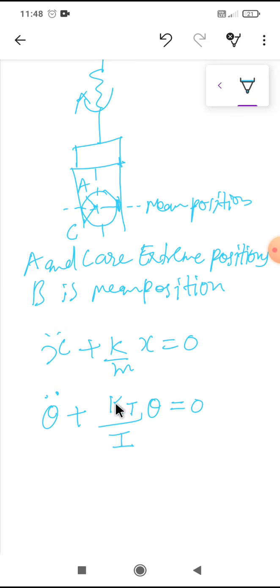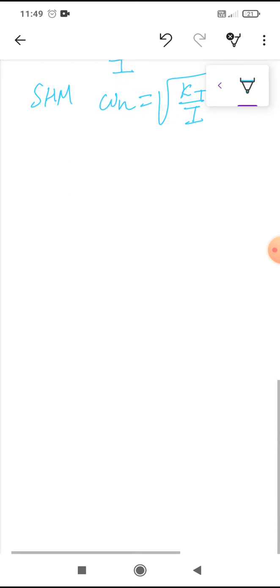Similarly, if we compare this with the SHM equation, we will get the natural frequency omega n is equal to under root kt by I. This is the natural frequency of this rotor system. Now we will discuss the equation for different types of rotor system: single rotor, double rotor, and three rotor system.